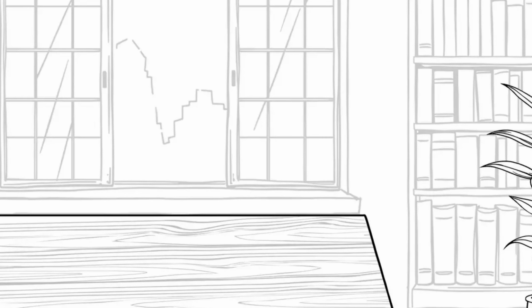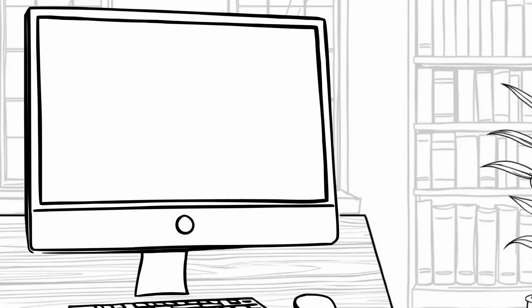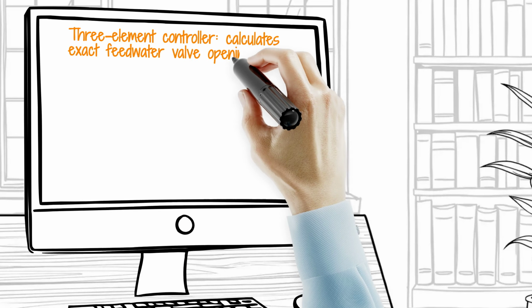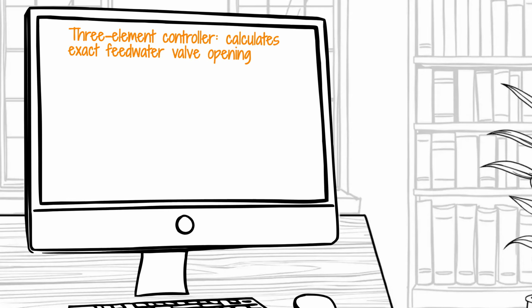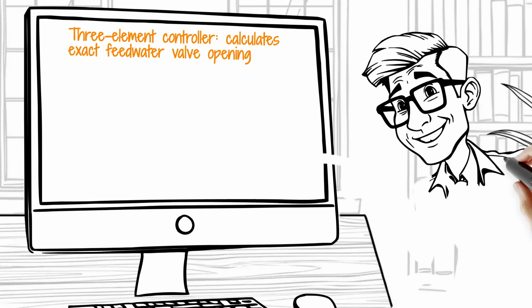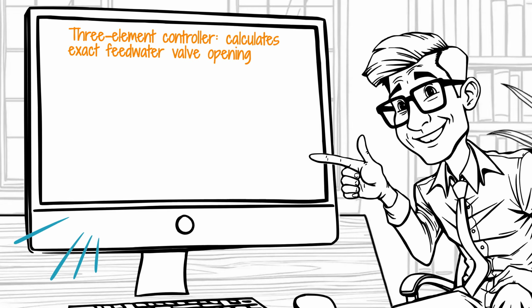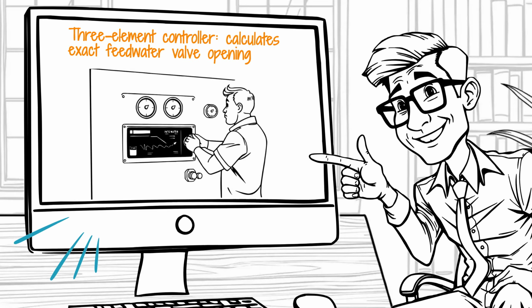The three signals are fed into a three-element controller, which calculates the precise required opening of the feedwater control valve. This sophisticated combination ensures that the feedwater flow exactly matches the steam flow leaving the boiler, maintaining a stable level within strict safety limits, regardless of sudden changes in engine load.